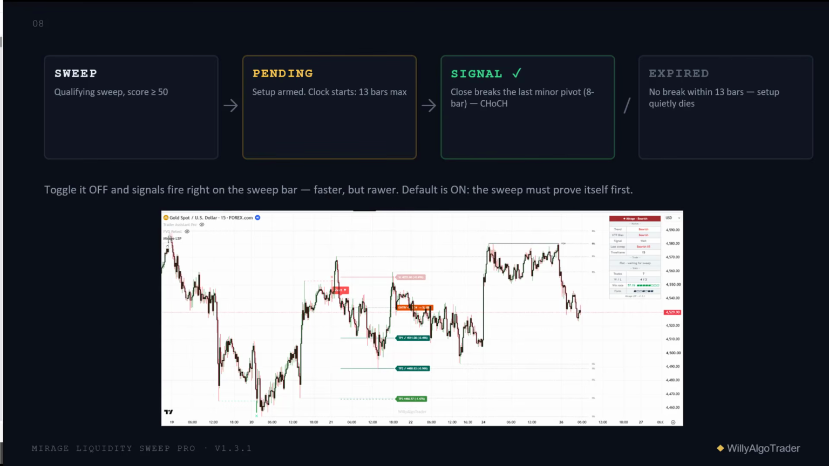Now, by default, Mirage doesn't fire the instant a sweep scores. It waits for proof. A qualifying sweep becomes pending, and the signal only fires when price breaks the most recent minor pivot. A change of character. The first real sign structure has flipped. There's a window, default 13 bars, no CHoCH in time, the setup expires, no trade. But if you want speed, flip confirmation off, and the signal fires on the sweep bar itself. That one toggle is the difference between a patient swing trader and a fast scalper.